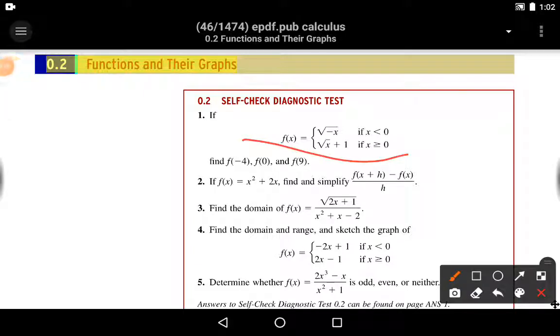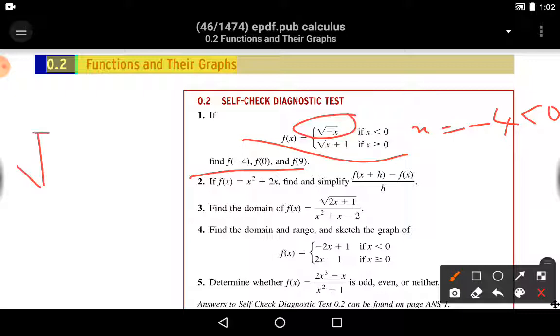f of x equals root of minus x if x is less than 0, and root x plus 1 if x is greater than or equal to 0. How can we find f of minus 4, f of 0 and f of 9? It is very clear that, as per the definition, x equals minus 4, which is less than 0. The function value will be root of minus x. That is, we replace x by minus 4, that is root of minus of minus 4, and the value will be equal to 2.